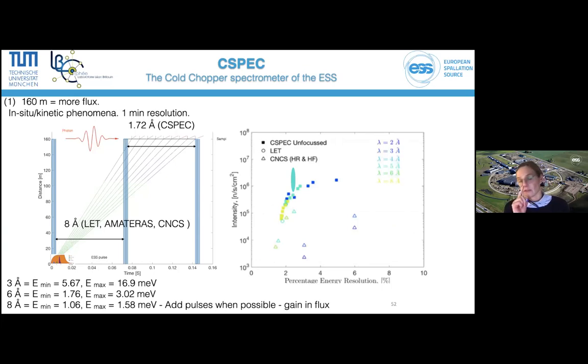So as a function of energy resolution, we have intensity on the y-axis. And here we compare other very significant chopper spectrometers throughout the world, and we intend to have an order of magnitude in flux.